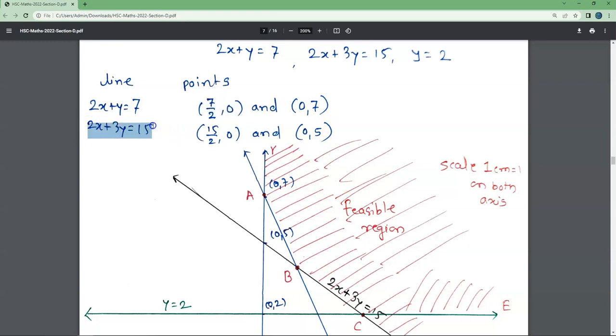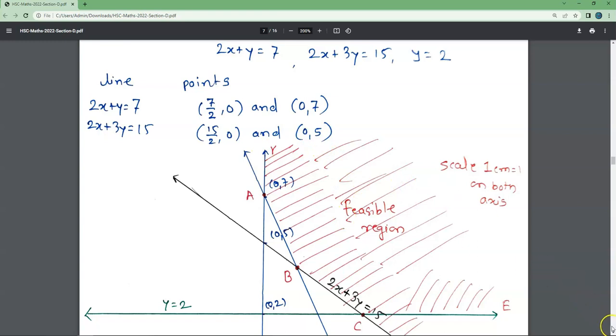नंतर सेकंड line, what they have given, 2x plus 3y is equal to 15. So I will first take y as 0. Let's say if this is 0, 2x will be 15. So x will be what? 15 by 2. So 15 by 2 and 0 is the first point. The next point will come when I take x is equal to 0. So if I take x is equal to 0, 3y is equal to 15. So y is equal to what? 15 upon 3, that is 5. So this is the second line.